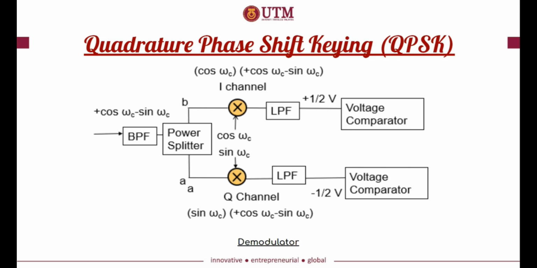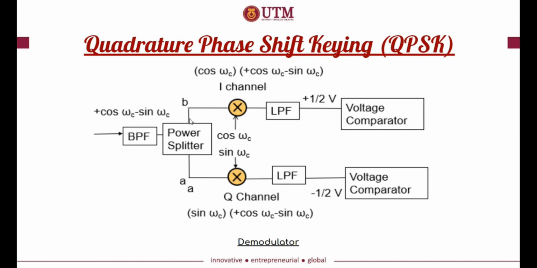Next, to demodulate the QPSK signal, the QPSK signal has to enter the band pass filter. The output signal from the band pass filter will enter the power splitter. From the power splitter, two signals will be produced, which are the I signal and the Q signal.